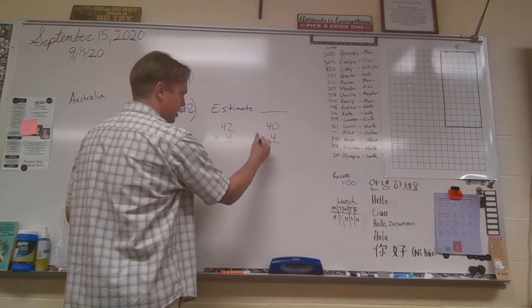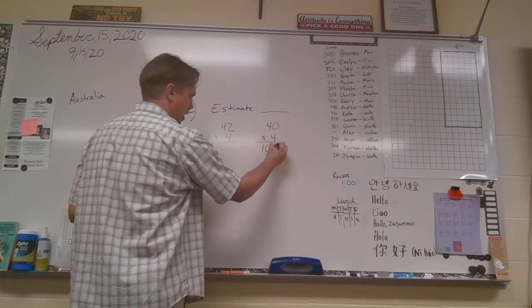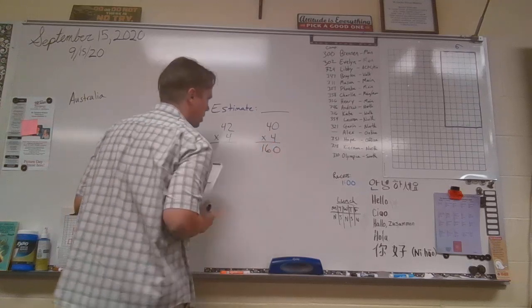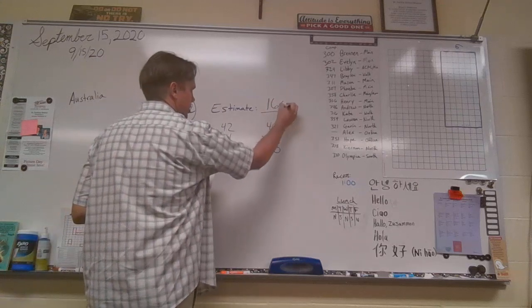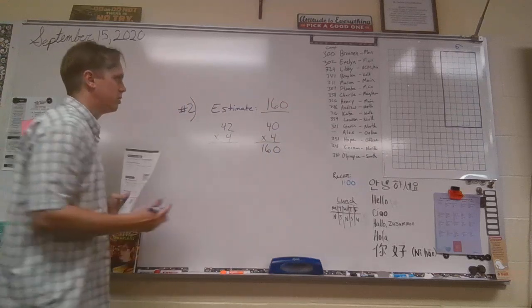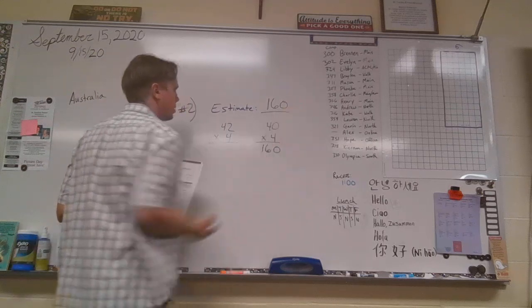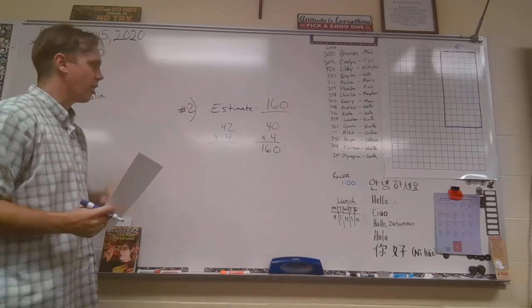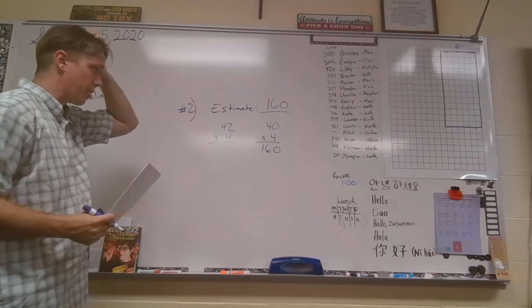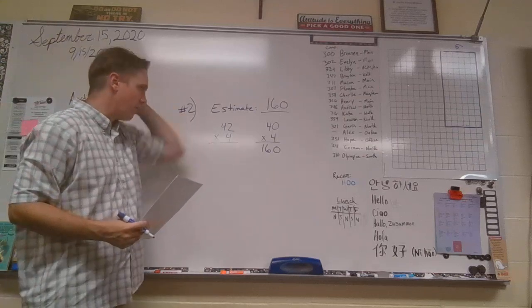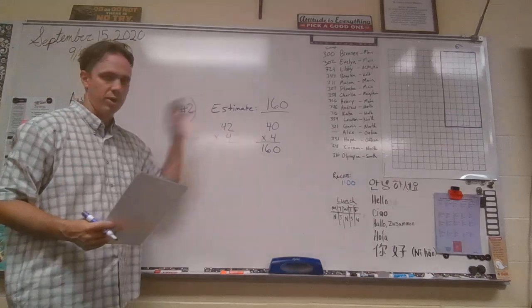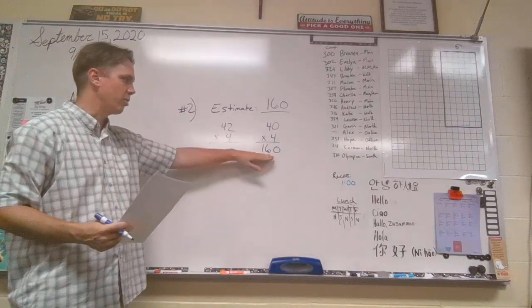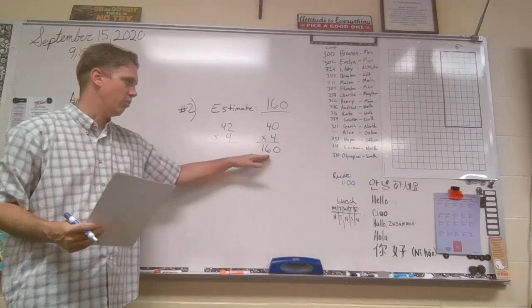4 times 4 is 16, and we put the 0 in. So our estimate is going to be 160. That's a 0. Now we need to see, is our estimate going to be close? Well, the other thing we need to check is, did we round up or down? Well, we rounded down, right? We had 42, we went to 40, so it's lower. That means that our number is going to be bigger than 160.